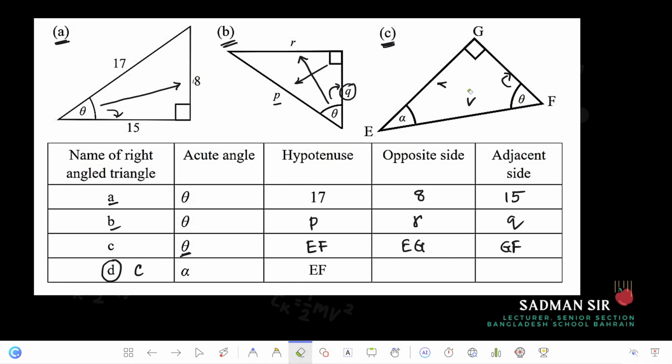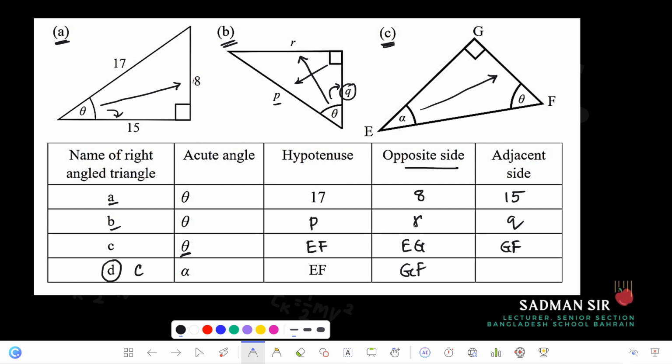Let me erase the arrows. Okay, now with respect to alpha, the opposite side is now GF, right? So here the opposite one is GF, and adjacent, where is alpha? Here alpha, with alpha there is EG. Okay, so in this way we can mark out or name all three sides of a right angle triangle.